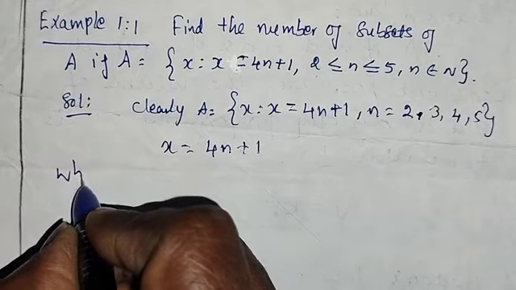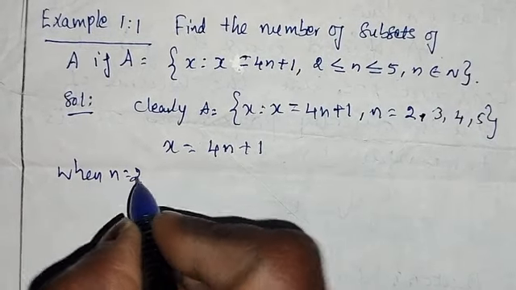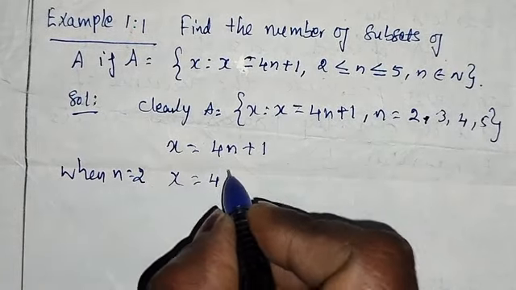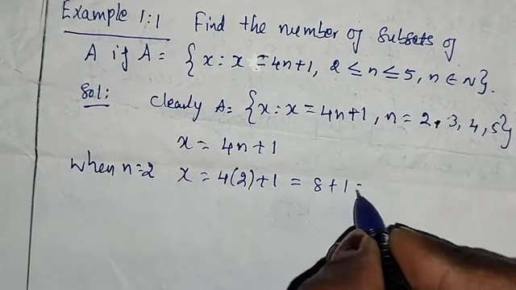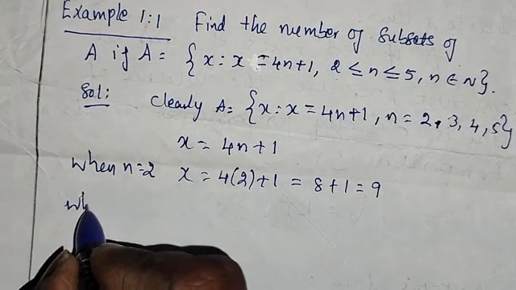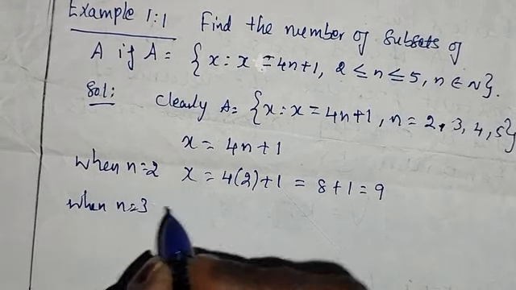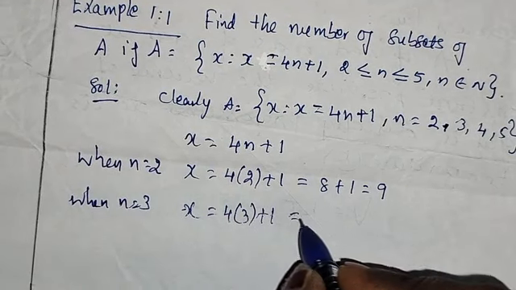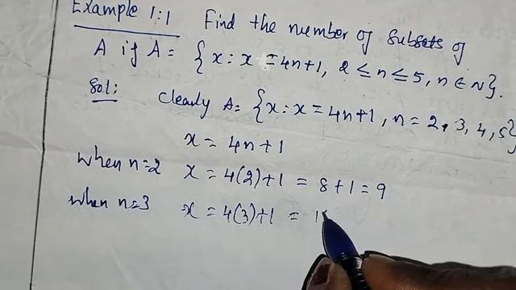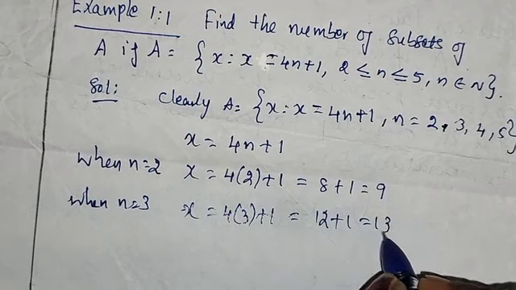When n equal to 2, x equal to 4 into 2 plus 1 equal to 8 plus 1 equal to 9. And when n equal to 3, x equal to 4 into 3 plus 1 equal to 12 plus 1 equal to 13.